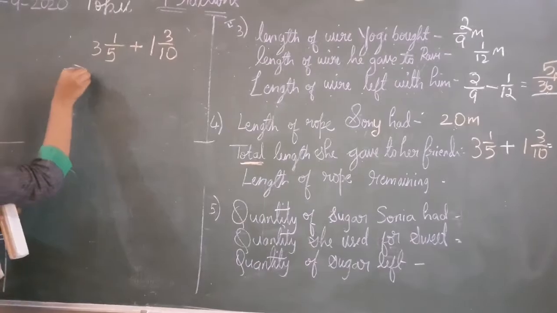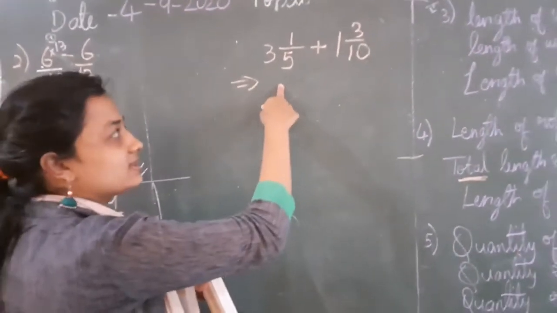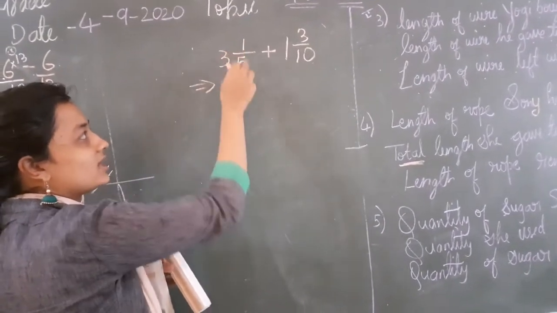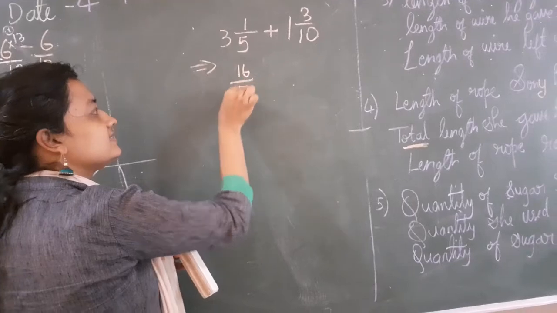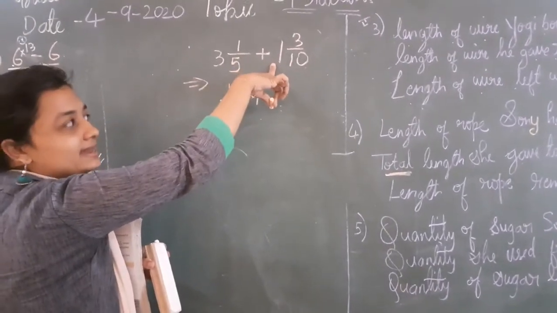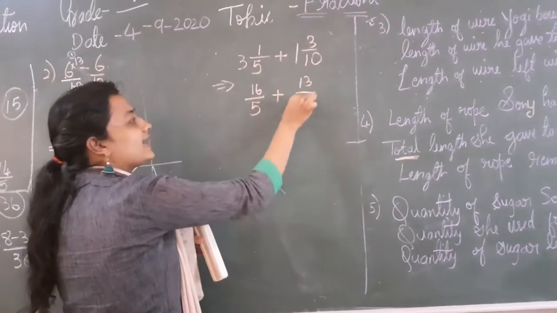This is a mixed fraction. Convert it into an improper fraction. That is 3 fives are 15, 15 plus 1, 16. 16 by 5. Plus, 1 tens are 10, 10 plus 3, 13. 13 by 10.